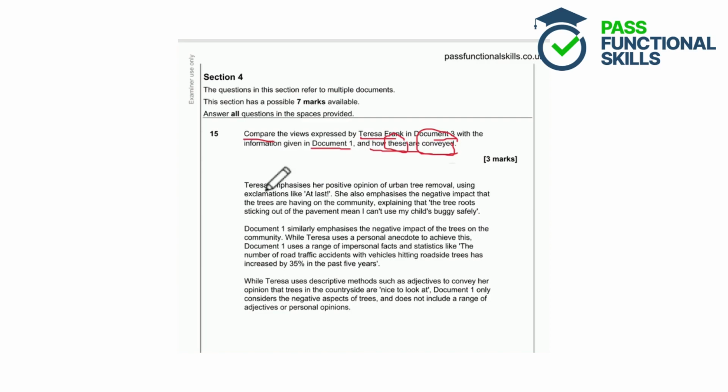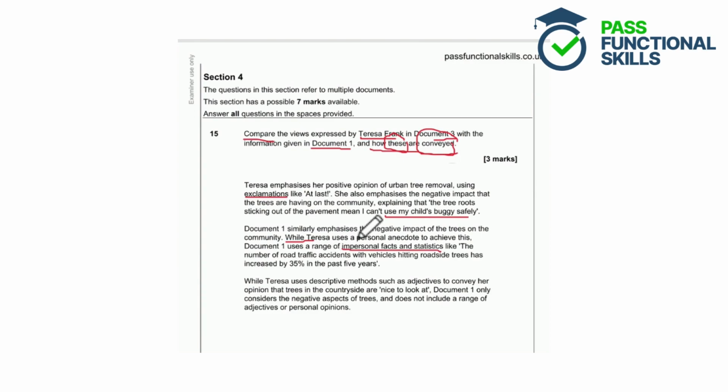So in here we've got Teresa's views, so her positive opinion on urban tree removal, how it's conveyed, so through exclamations, and we've also got evidence, so we've got quotes from the source. Same with document 1, so we've got comparison here. While Teresa uses a personal anecdote to achieve this, document 1 uses a range of impersonal facts and statistics, so we're comparing the two. So we're saying Teresa uses a personal anecdote, but document 1 uses impersonal facts and statistics.